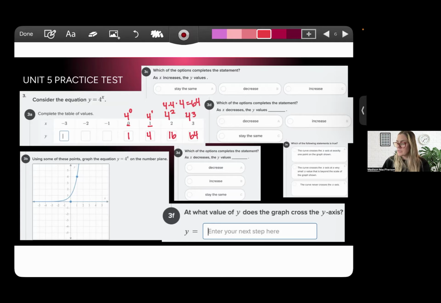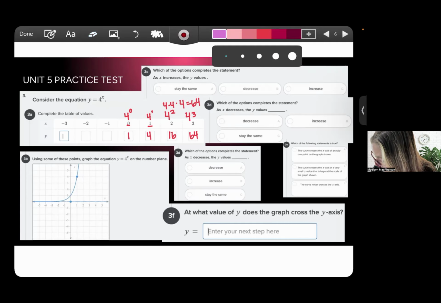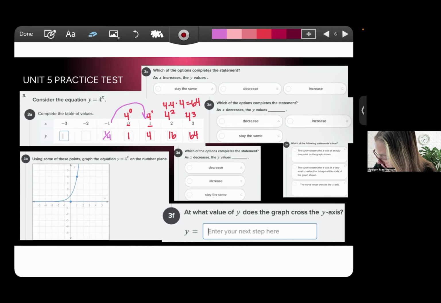Okay, those are the easy ones because they're not negative. Remember, the negative ones are going to give us fractions. So if we've got 4 to the -1, we can just look at this one and make it a fraction. It's 1 over 4. 4 to the -2, we're going to look at this one and make it a fraction. 1 over 16. This one, look at that one and make it a fraction. 1 over 64.